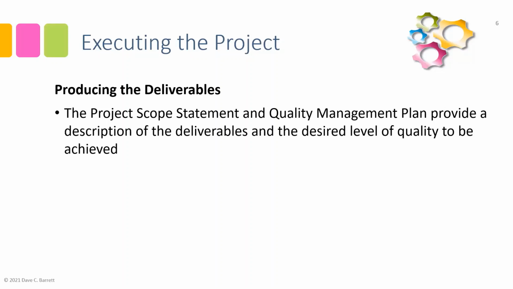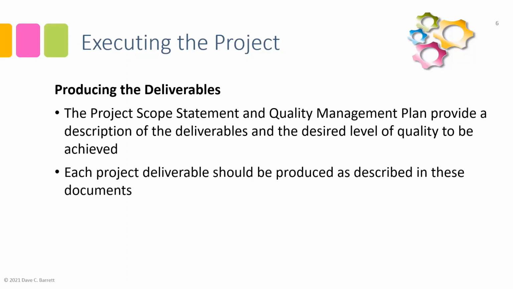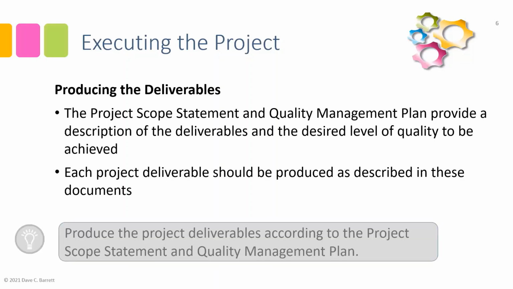They're meant to be followed. They're meant to be guides to the executing phase. They're not meant to be just shelved away and not looked at. They are meant to be actively used during the executing phase. Each project deliverable should be produced as described in these documents. That is the default position, that they define what the deliverables should look like, how they should function, and so on. So, key idea: produce the project deliverables according to the project scope statement and quality management plan.